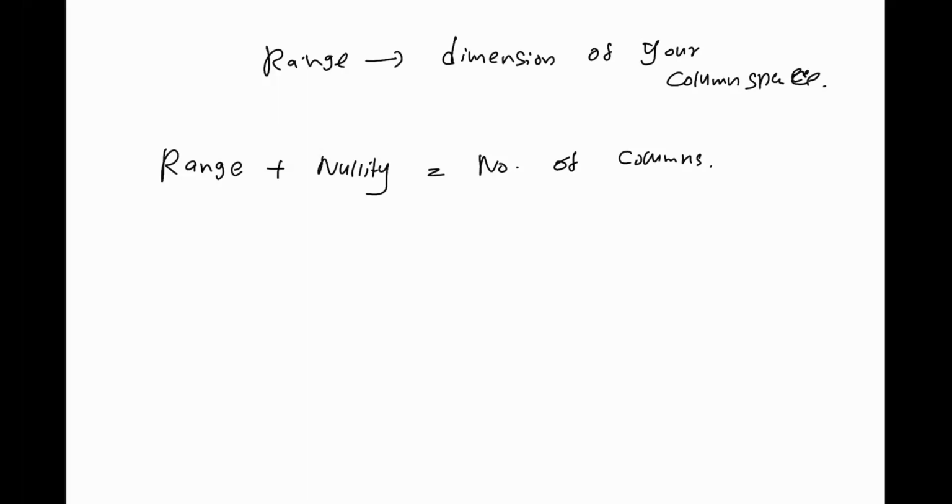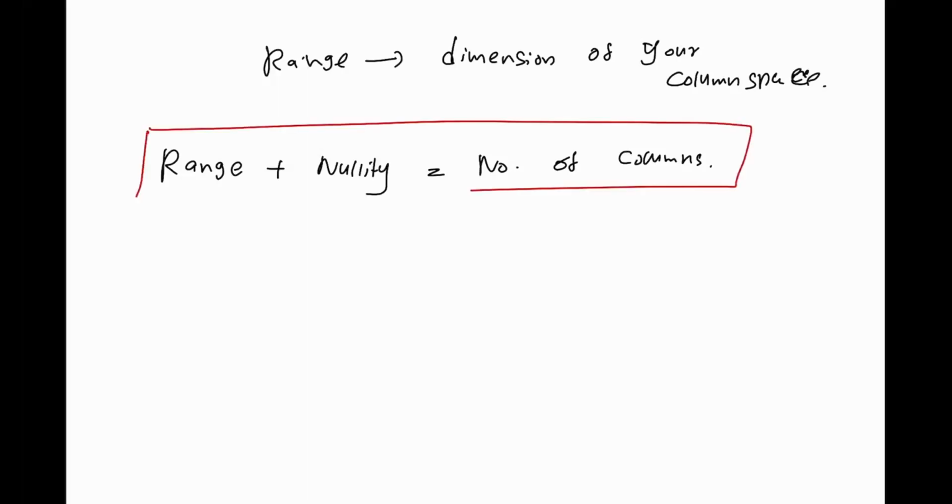If you add the dimension of your null space and the dimension of your column space, you should have the number of columns, or in other words, the number of variables in your set of equations. So this is a theorem, and there's nothing to worry about in proving that theorem. So up to that point is clear? Fine, or do you need any other explanation?